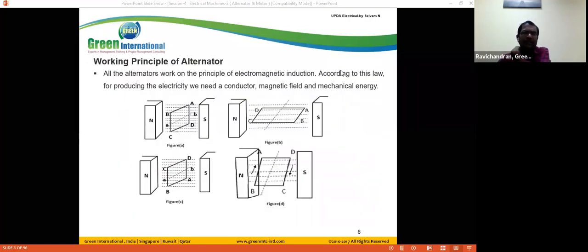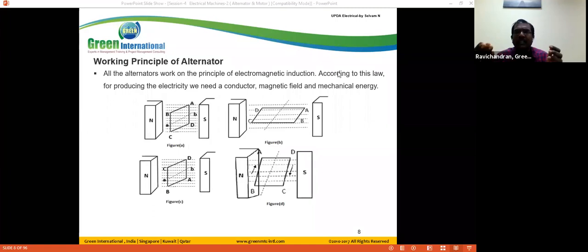Here, the working principle is the same as we discussed in the DC generator. The DC generator as well as the alternator work under Faraday's first law. The only thing is, in the DC generator the field winding is stationary and the conductor is rotating, because the output of the DC generator is approximately 220 volts or 440 volts. So to maintain the insulation, we need less insulation. So that's why the output conductor is the rotating part.